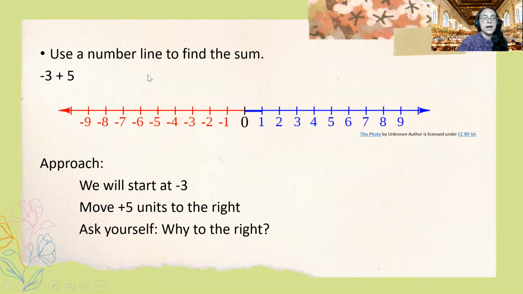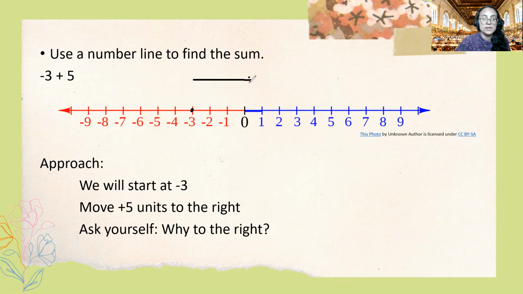So here we're asked to use the number line to find the sum of -3 plus 5. And here is our approach. We are going to start at -3. So because 3 is negative, it's going to be on the left-hand side of 0. So I'm going to go there. 1, 2, 3, here I am. And because 5 is positive, I'm adding a positive number. I'm going to move to the right. So here we are. And I'm going to jump.